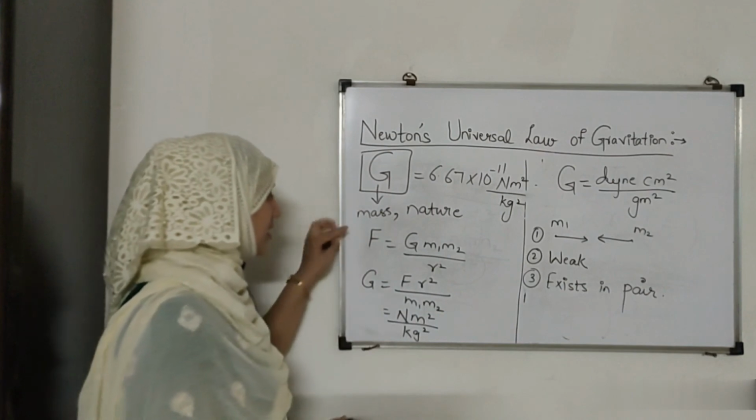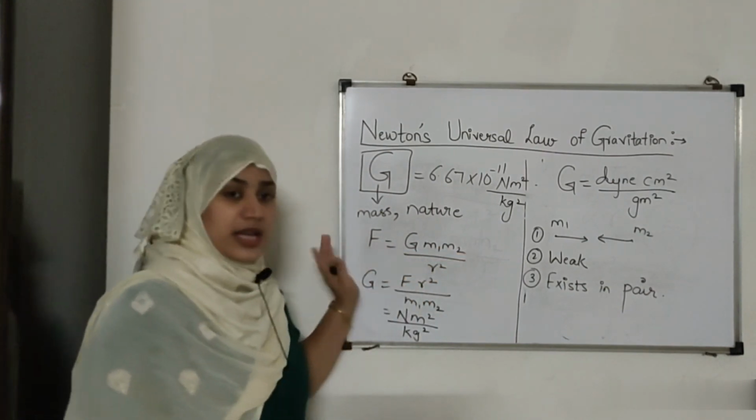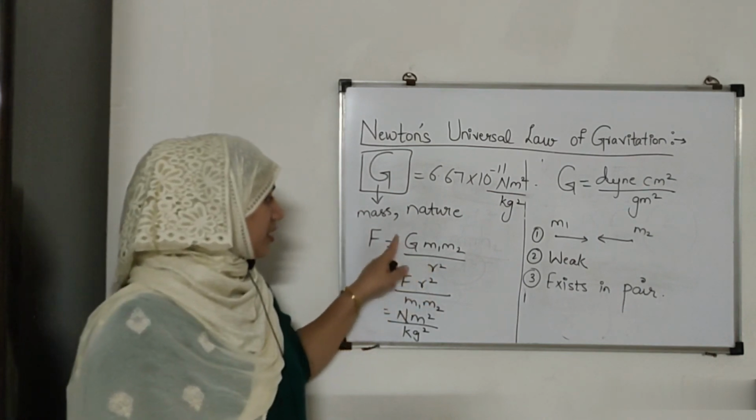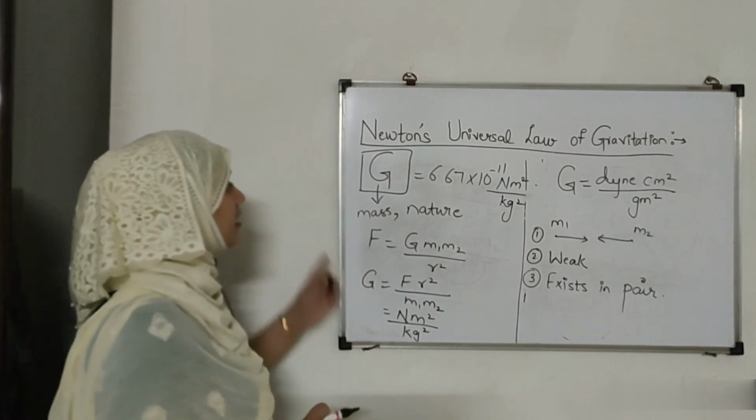So what it says is that the force is directly proportional to m1 m2 and inversely proportional to the distance square, and G is the universal constant. That is what we have to remember in this topic.